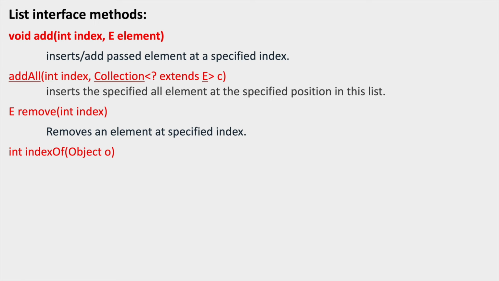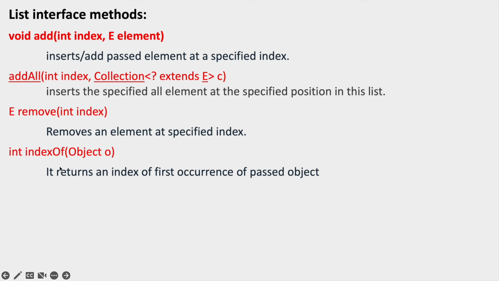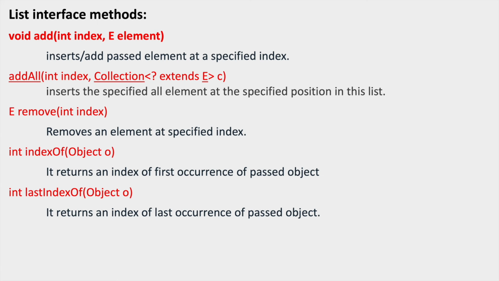Index of: if we want to know the index position of an object, we will use this index of method. It returns the index of the first occurrence of the passed object. List allows duplicate elements. So if your list has the same object more than one time, the index of method will give the index of the element which occurred first. Last index of object: this method returns the index of the last occurrence of the passed object.